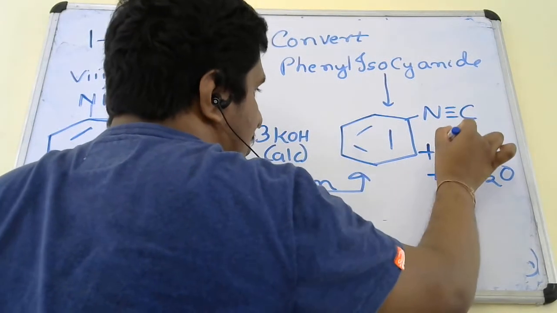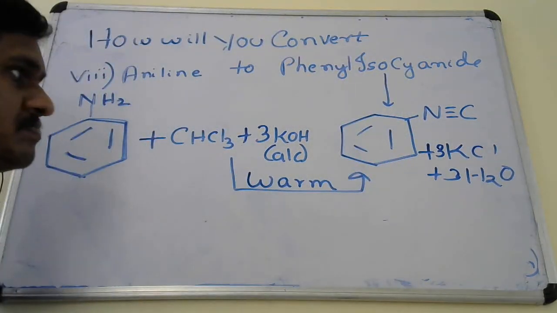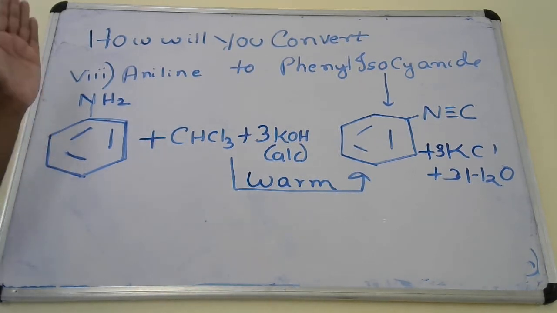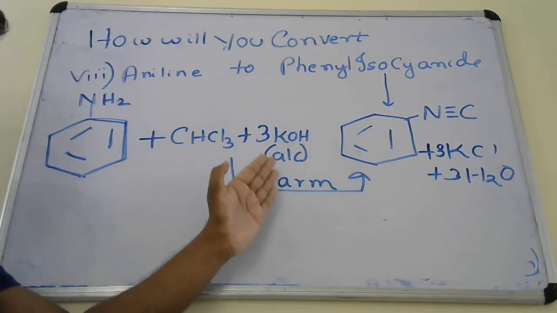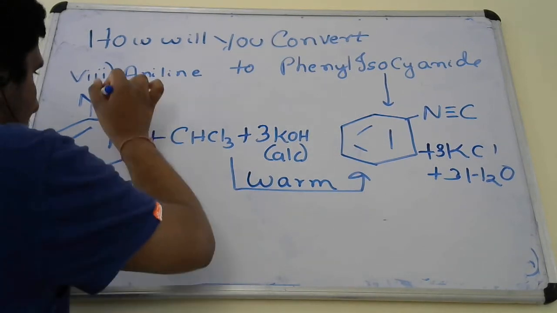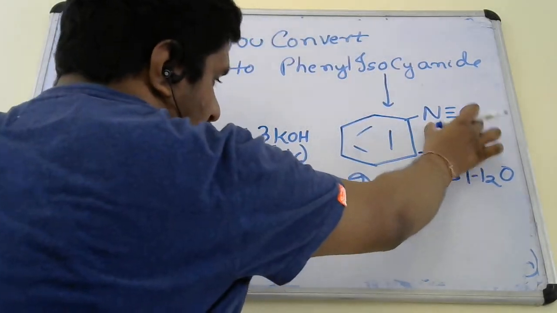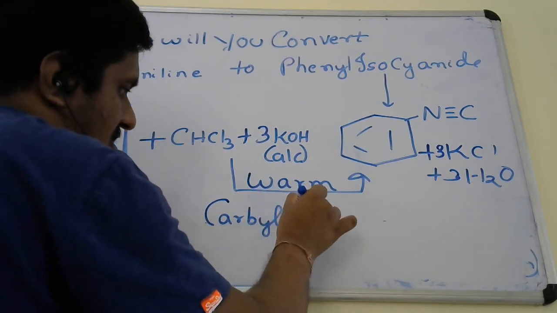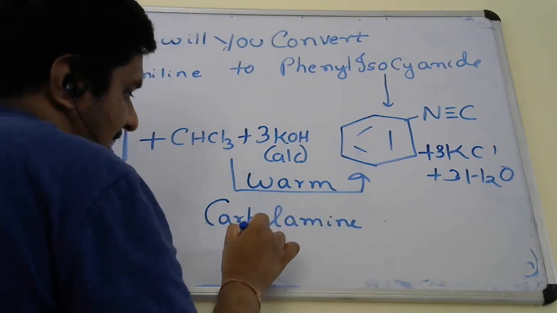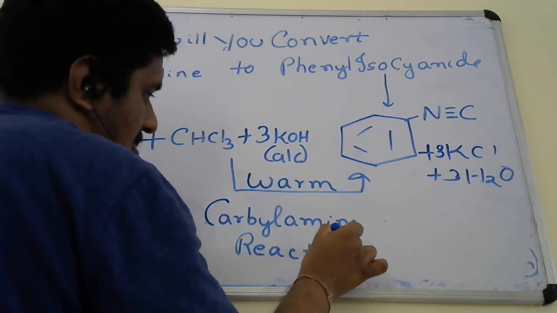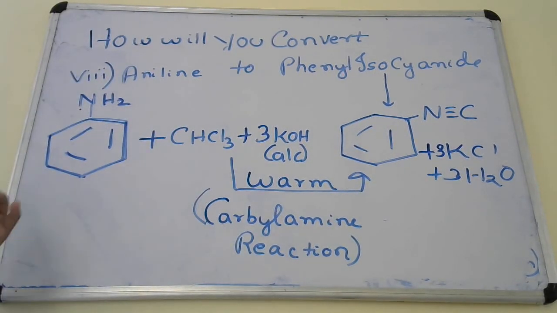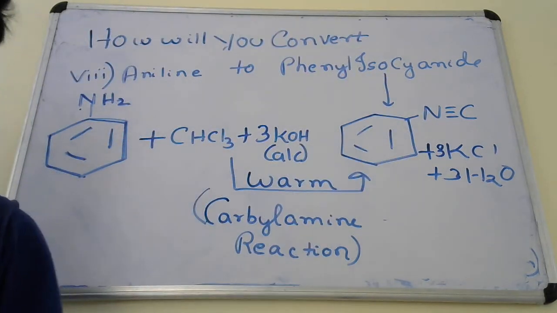Let me balance it. So aniline in presence of chloroform and alcoholic KOH, warm the mixture, the NH2 group is converted into the isocyanide group, and this is called the carbylamine reaction. So this is a named reaction. This is how aniline is converted into phenyl isocyanide.